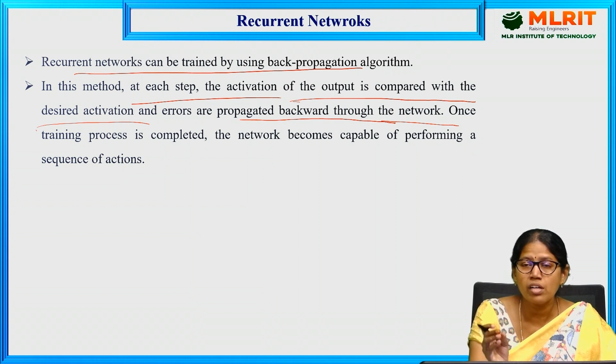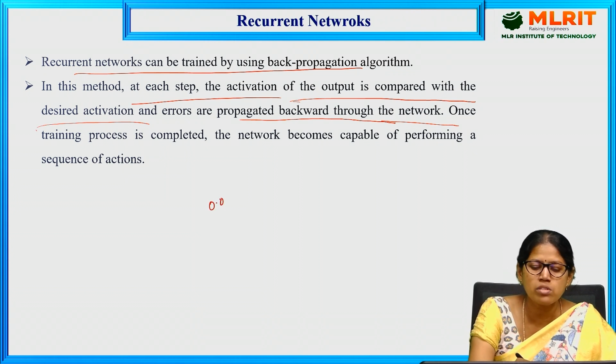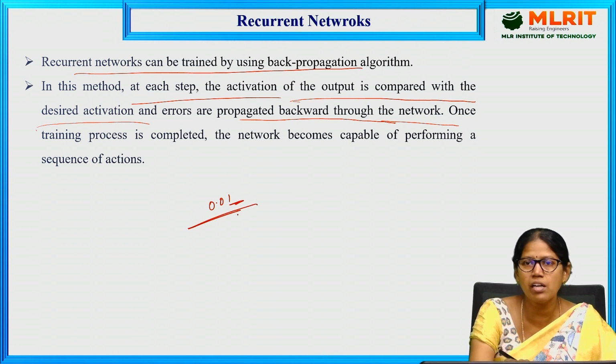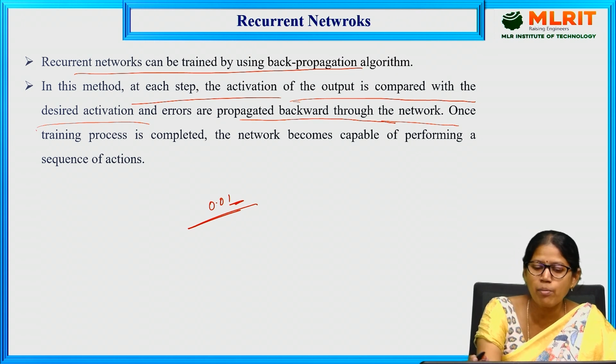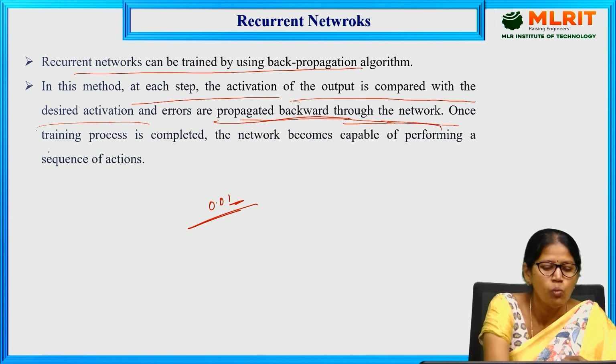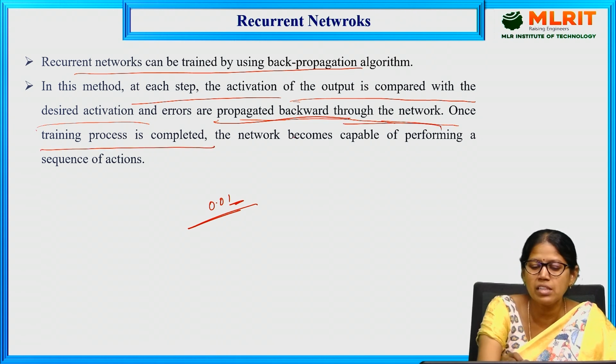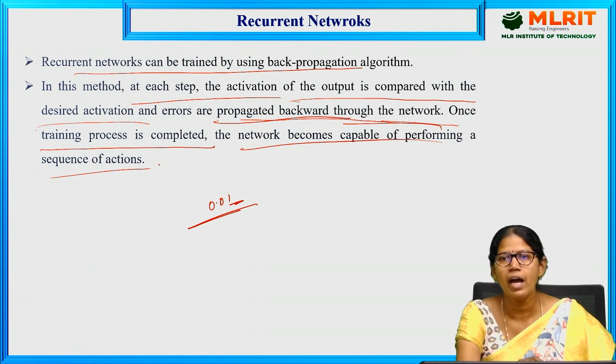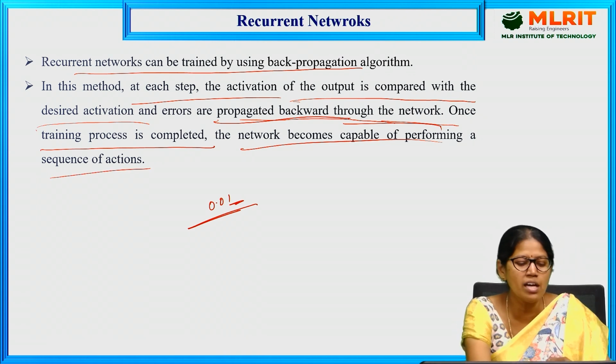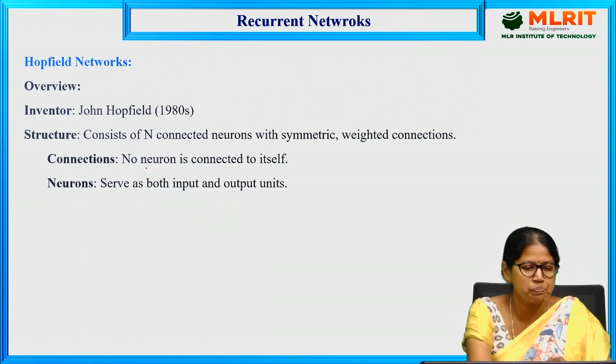We need to reduce that error, like 0.01 means stable state. After this state, if you are not reducing the error, then we will stop that process. To do that, we will use the backpropagation algorithm, propagated backward through the network. Once the training process is completed, the network becomes capable of performing a sequence of actions.